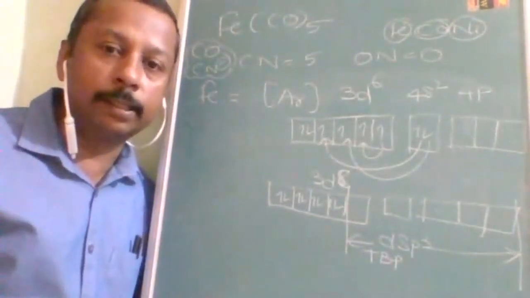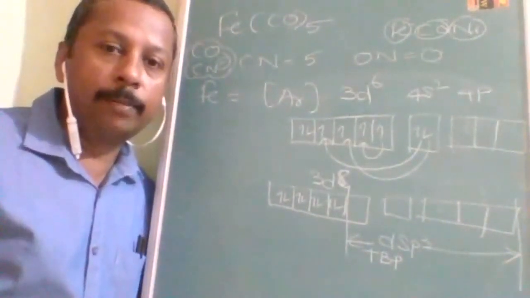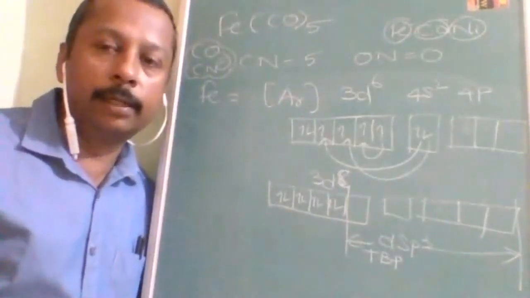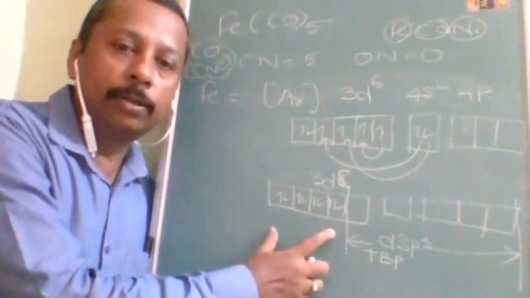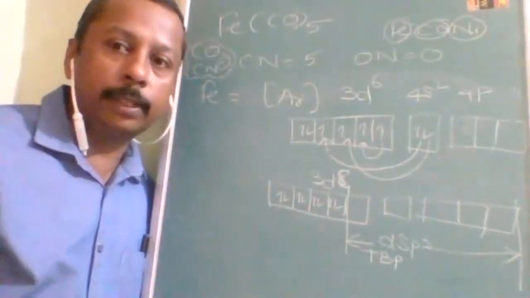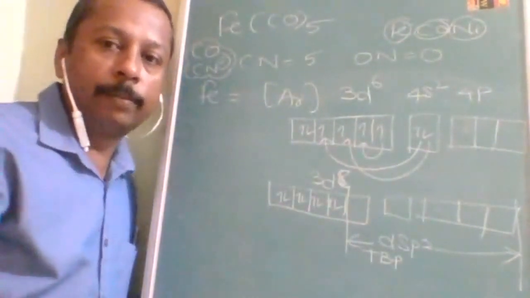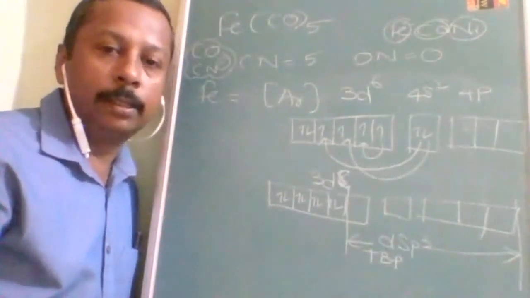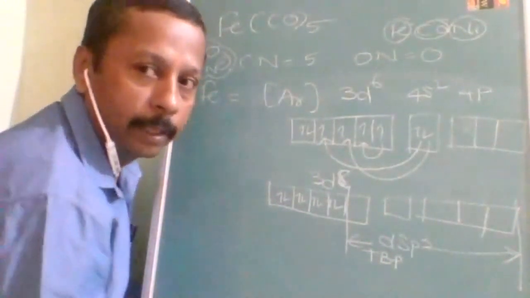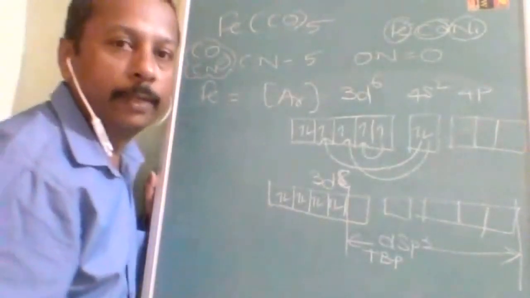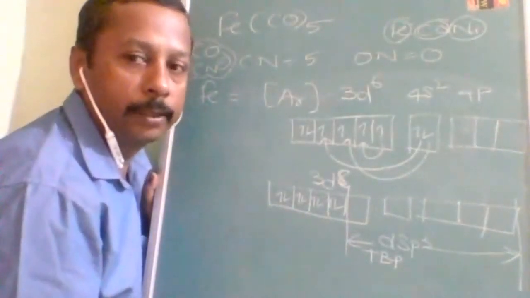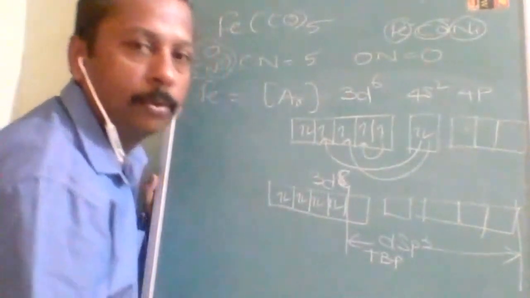Now I think all of you are smart enough to find out the magnetic nature. Is it paramagnetic or diamagnetic, that you should say. Okay, very good. It is diamagnetic because no unpaired electrons are there. So due to the absence of unpaired electrons, it is diamagnetic. Which magnetic? Diamagnetic. Is it understood, students? So we have finished with coordination number 5. Okay, any doubt about this?